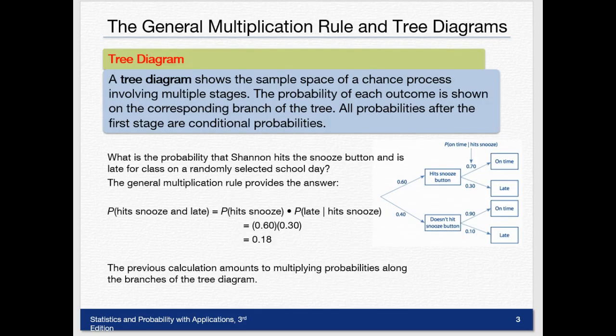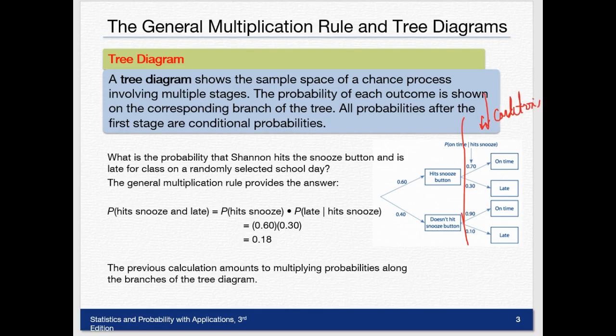All right, so write this down. A tree diagram shows the sample space of a chance process involving multiple stages. The probability of each outcome is shown on the corresponding branch of the tree. All probabilities after the first stage are conditional probabilities. What does that say? All it says is that everything back here, this is the first stage, so everything back here is conditional. Those are the conditions on the original.